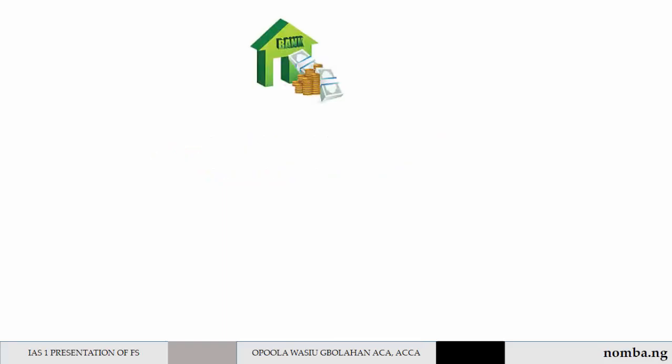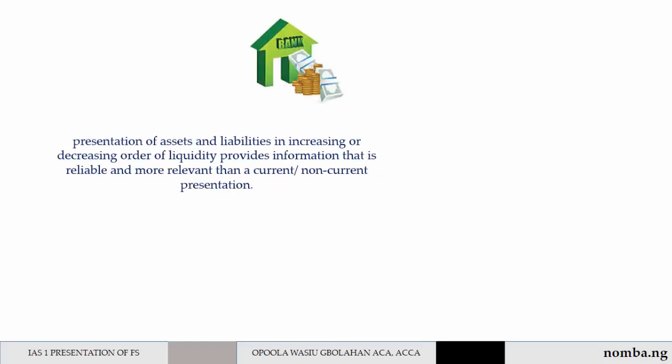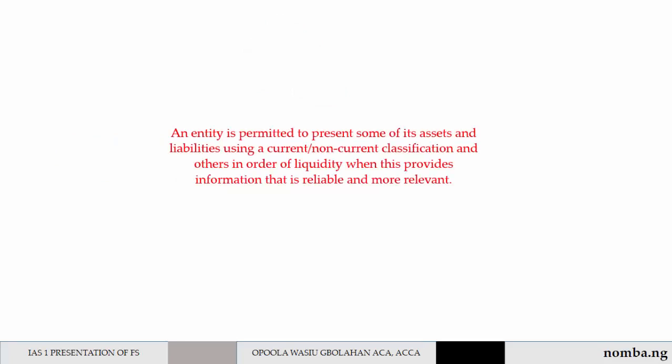For some entities such as financial institutions, a presentation of assets and liabilities in increasing or decreasing order of liquidity provides information that is reliable and more relevant than a current non-current presentation, because the entity does not supply goods or services within a clearly identifiable operating cycle. Also, an entity is permitted to present some of its assets and liabilities using a current non-current distinction and others in order of liquidity when this provides information that is reliable and more relevant. The need for a mixed basis of presentation might arise when an entity has diverse operations.